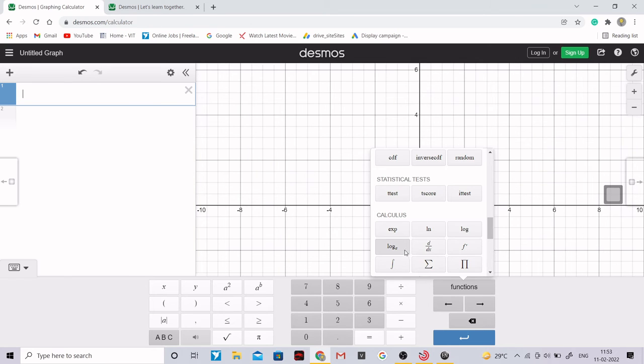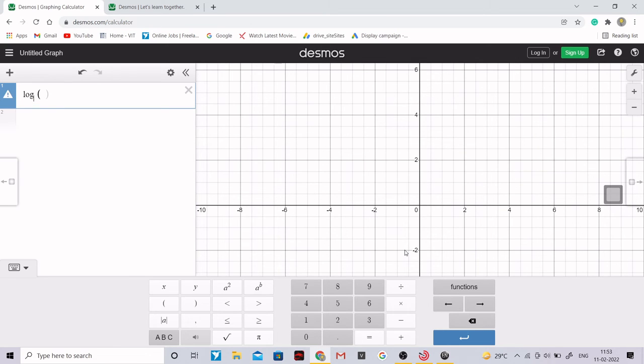So we'll click over here, and we are getting an option to enter the value of a. That means to enter the value of the base. So we know our base is 2, right? As you can see over here, just a second.